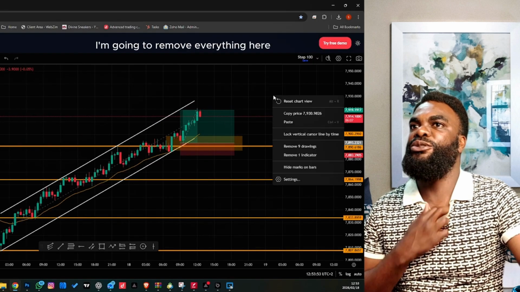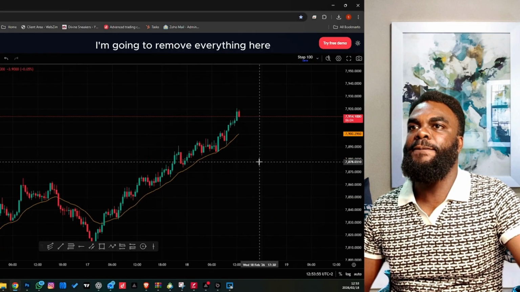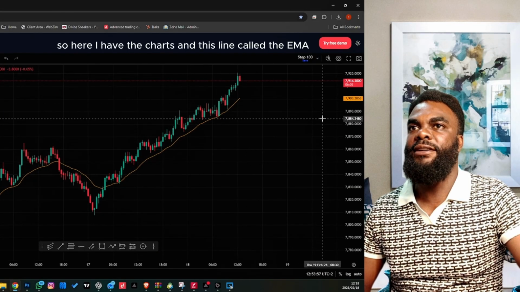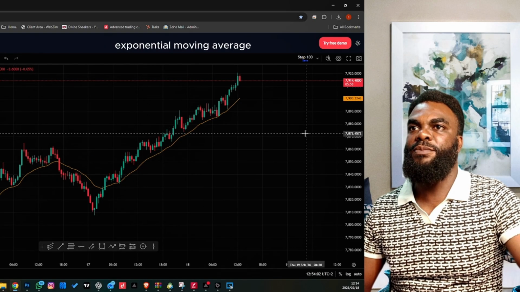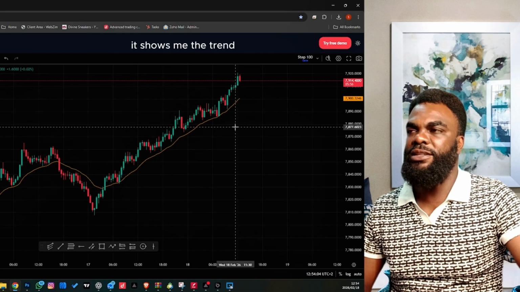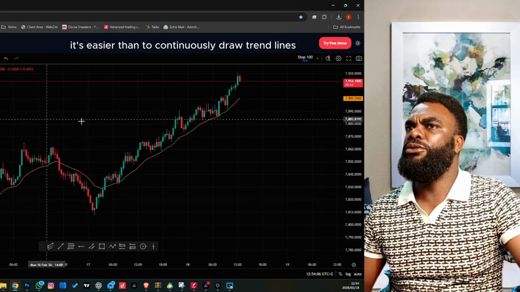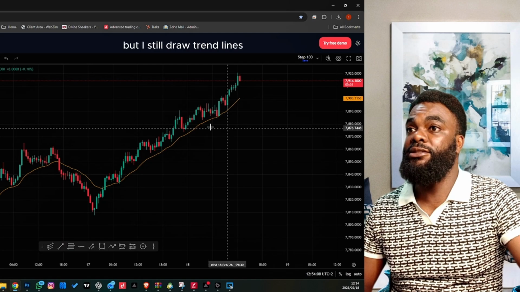Okay, I'm going to remove everything here. So here I have the charts and this line called the EMA, exponential moving average. It shows me the trend. It's easier than continuously drawing trend lines, but I still draw trend lines.